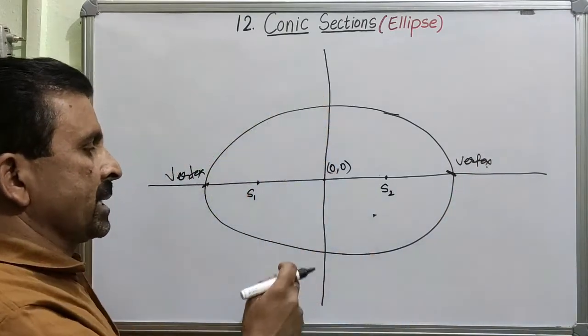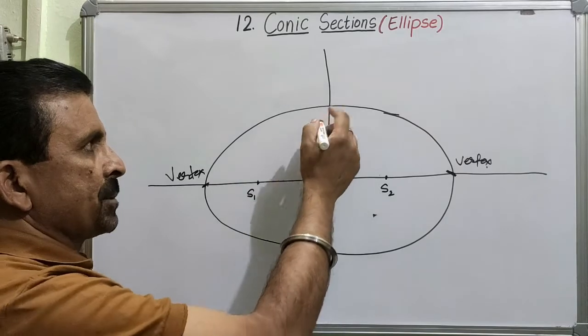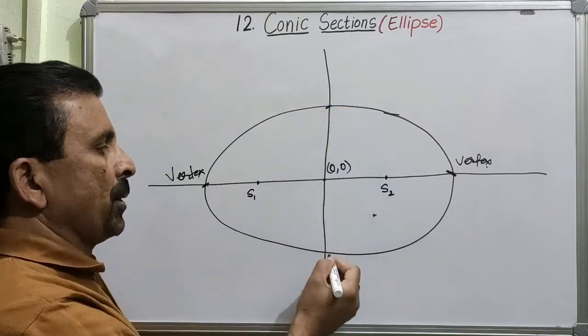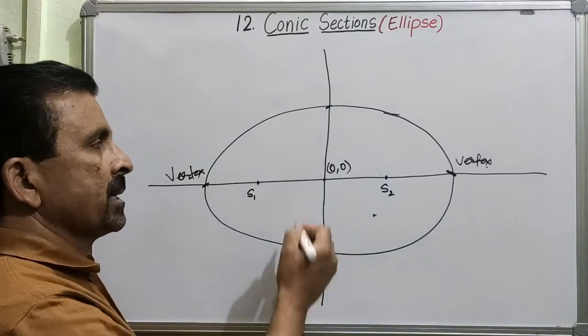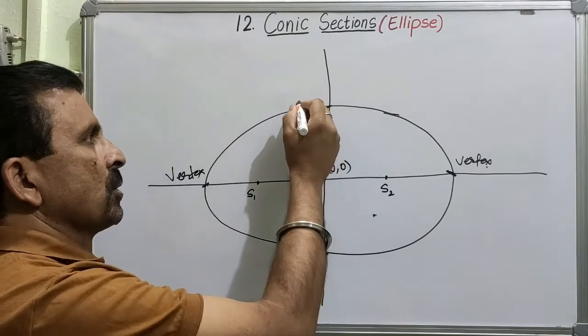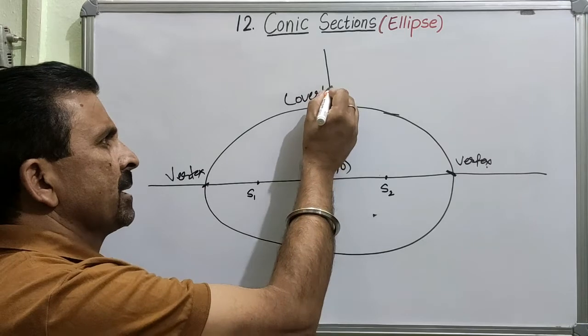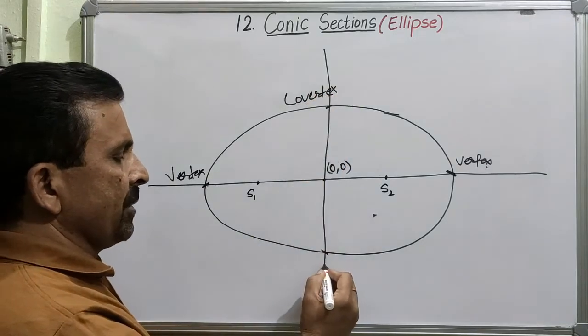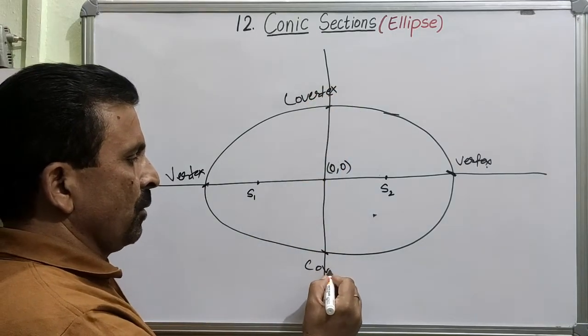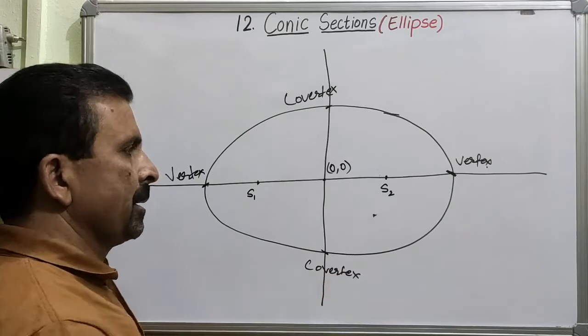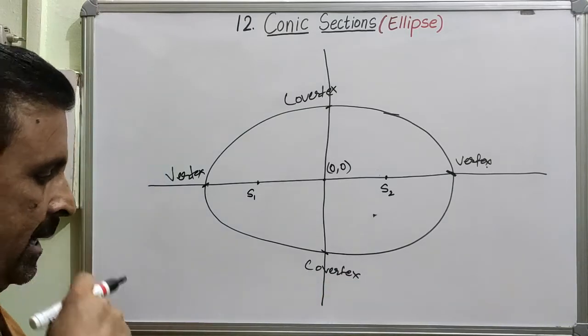Now, along the y-axis, this ellipse also cuts the y-axis at 2 different points, right? These are the 2 points, and these 2 points are called co-vertex. This is not very important, just for information I am sharing this. This is called co-vertex, and this also will be called co-vertex. Is it very clear?